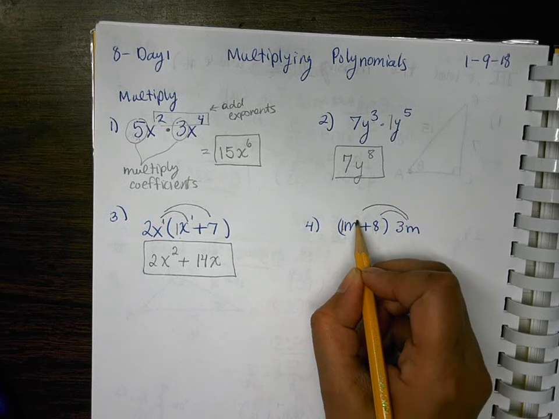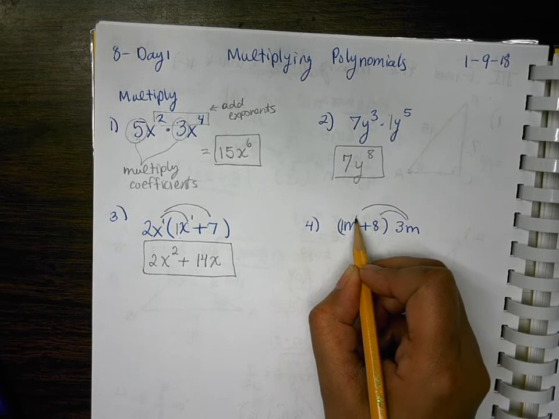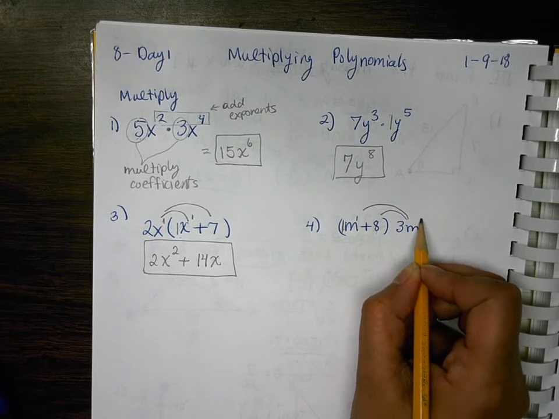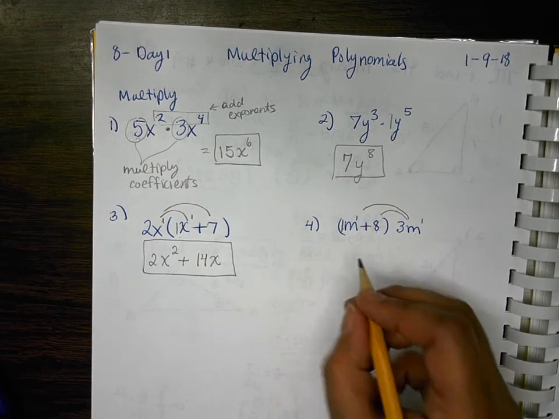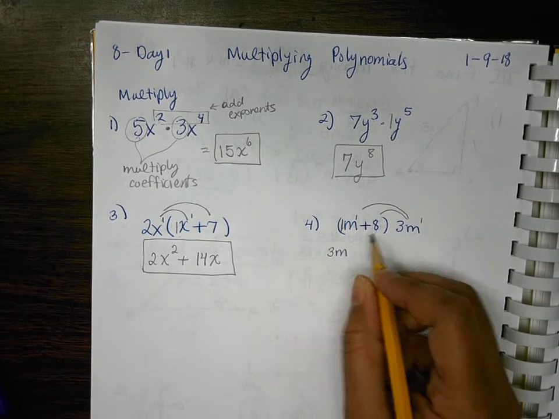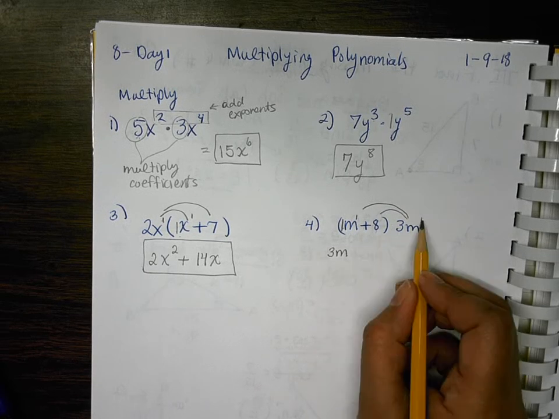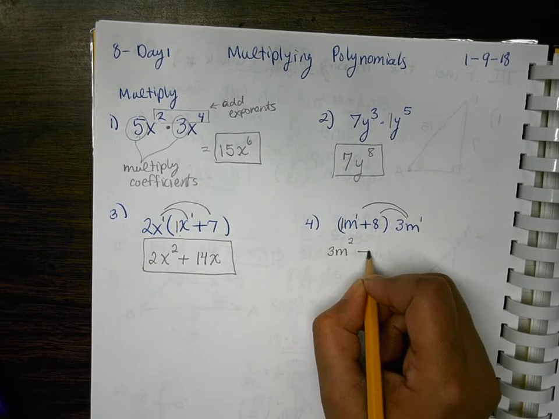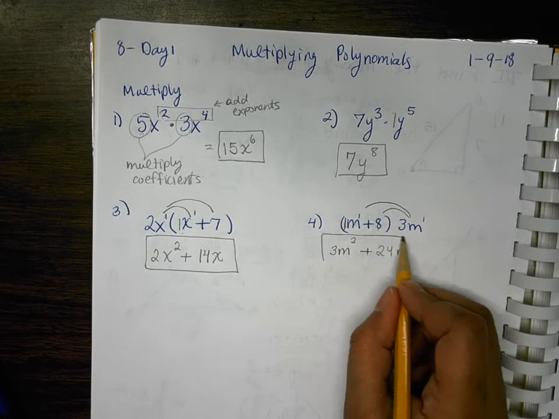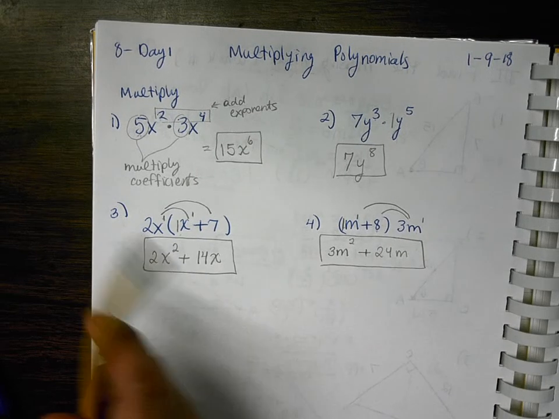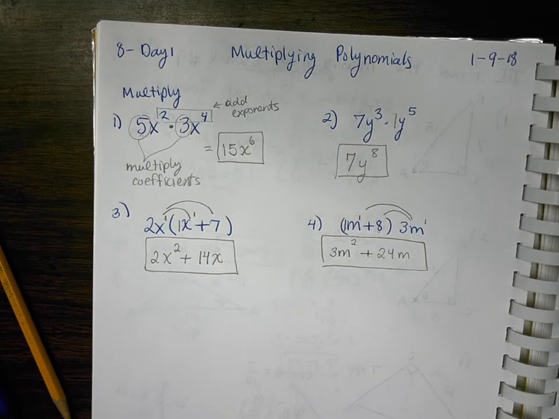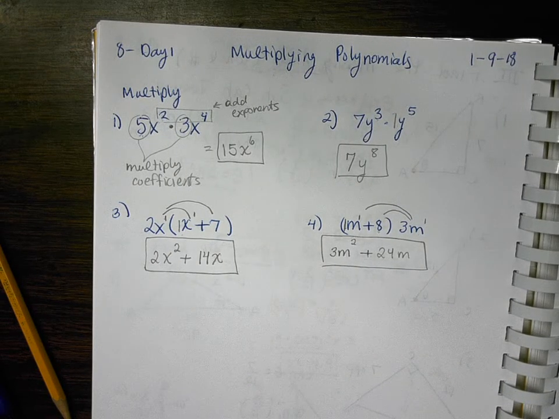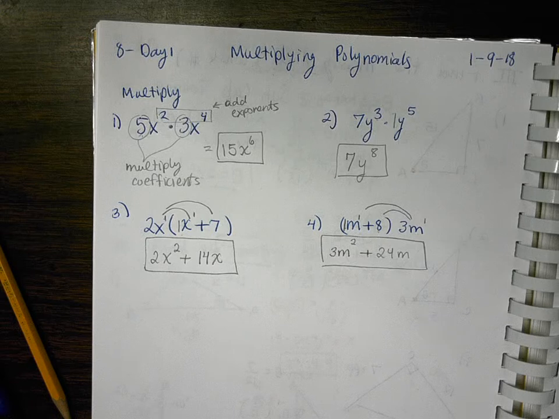All right, what's the exponent here that I don't see? 1. And on this one as well, there is a 1. All right, so we do 3 times 1 is? 3. M to what power? 2. Plus 3 times 8 is? 24. Okay. Before I go any further, any questions on these?